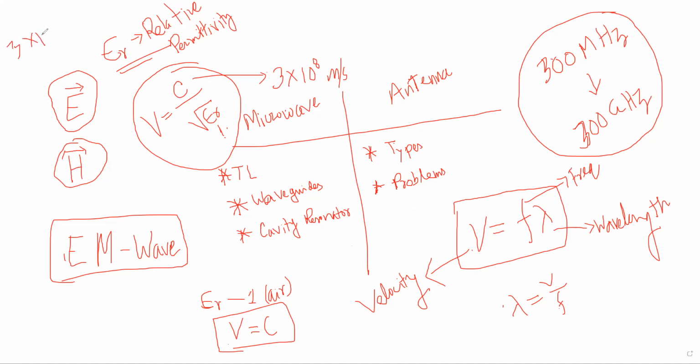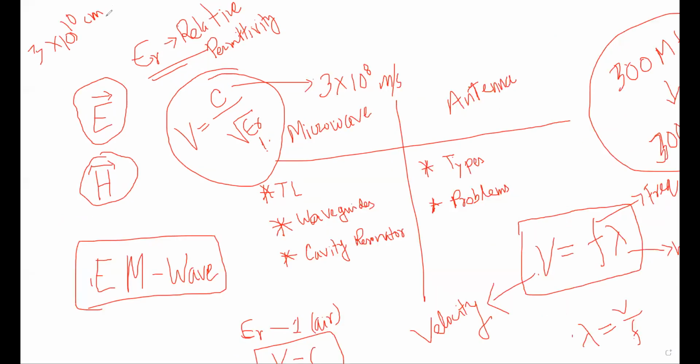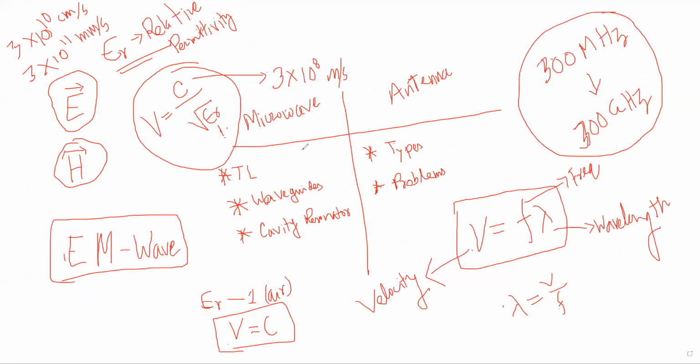3 into 10 to the power 10, that is centimeter per second. And 3 into 10 to the power 11, that is millimeter per second, right? 10 to the 10 is centimeter, 3 into 10 to the 11 is millimeter. Those are the two things you have to remember.